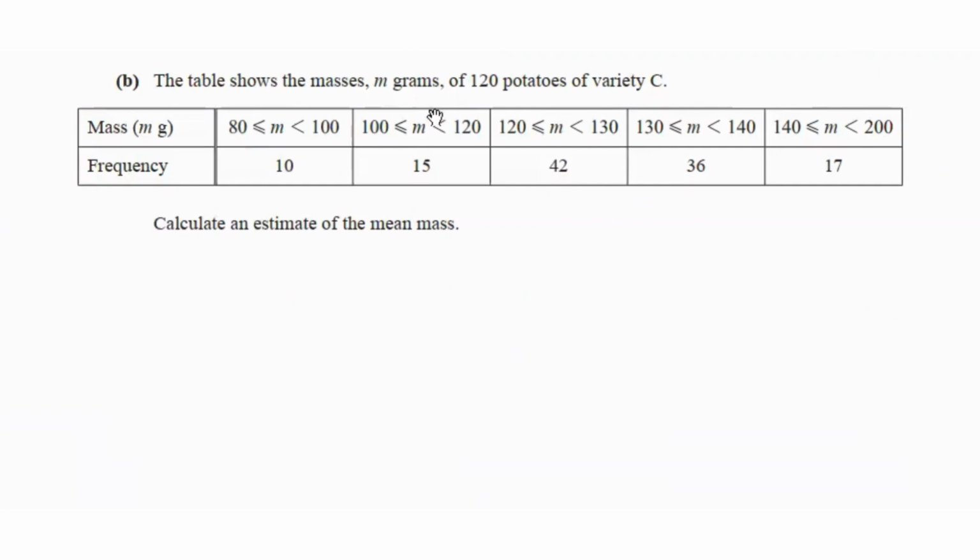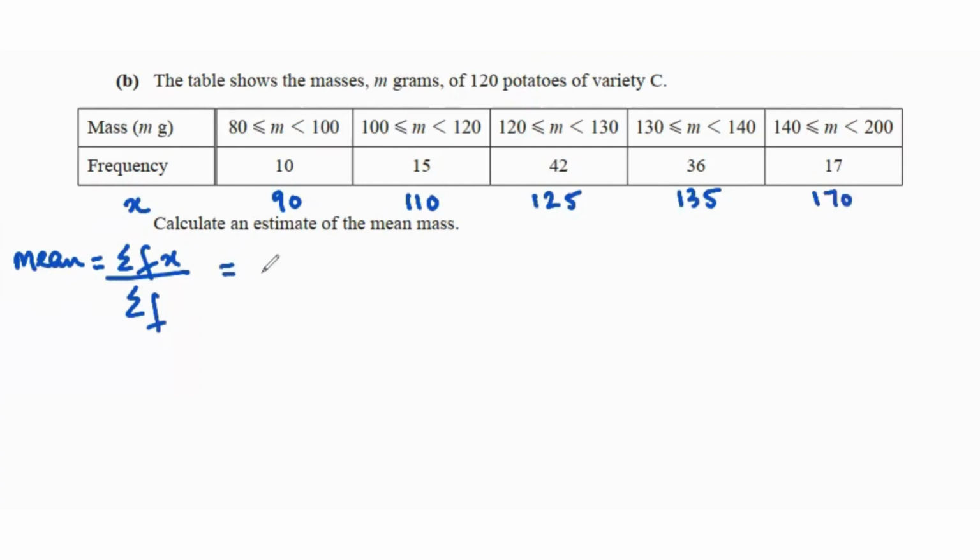The table shows the masses m grams of 120 potatoes of variety C. Calculate an estimate of the mean mass. So to find the mean of the mass, we're going to use the formula sigma fx over sigma f. X values are going to be the midpoint of our class intervals. So for 80 to 100, that's 90, 110 for this one, 125 for this, 135 for this one, and for the last one, it's going to be 170.